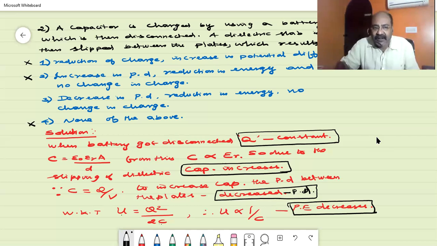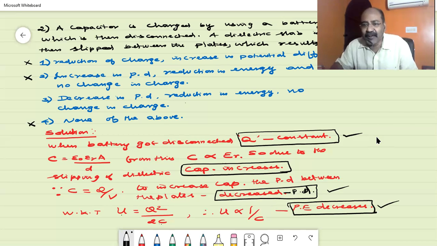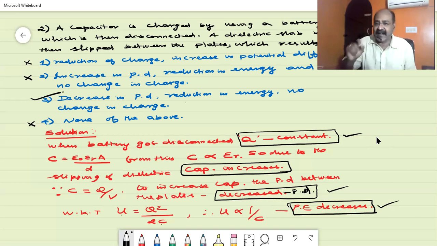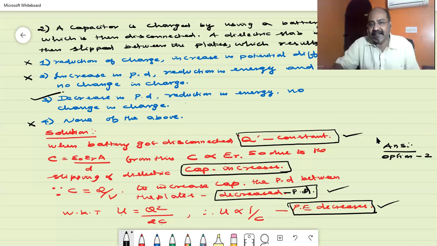You please check it out. See, decrease in potential difference. So potential difference decreased. Then reduction in energy, potential energy decreases. Then no change in charge. Yes, charge is considered to be constant. So the correct answer is taken to be option 3. Hope you should have understood what I have dealt with this. Isn't it? Let us move on to the next problem.